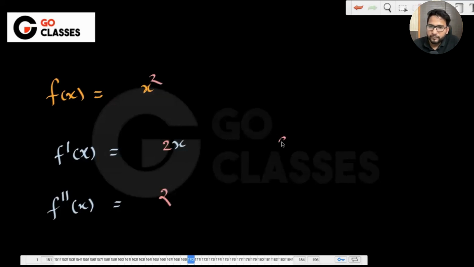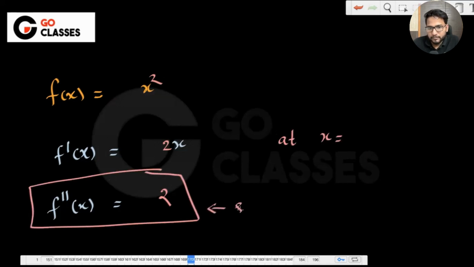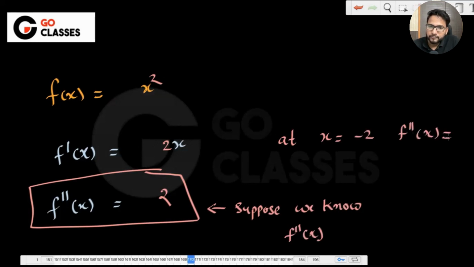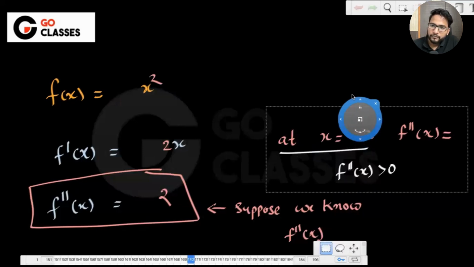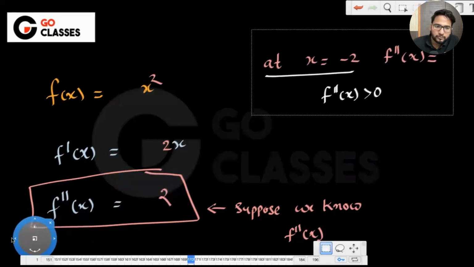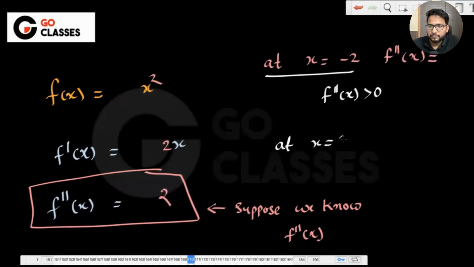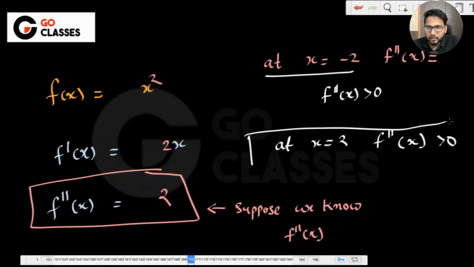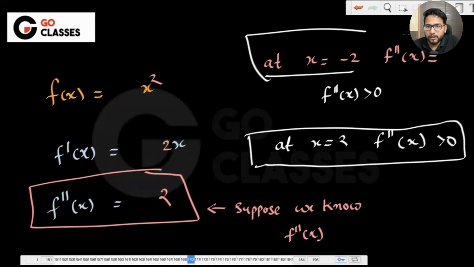Now tell me, suppose you only know this. At x equal to minus 2, what is the sign of f''(x)? Can anyone tell me? f''(x) is greater than 0, isn't it? At x equal to plus 2, f''(x) is again greater than 0. At x equal to minus 2 also, at x equal to plus 2 also, it is greater than 0. Can you say anything about function increasing or decreasing?